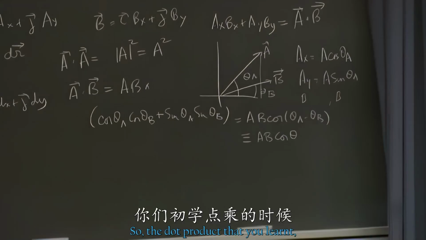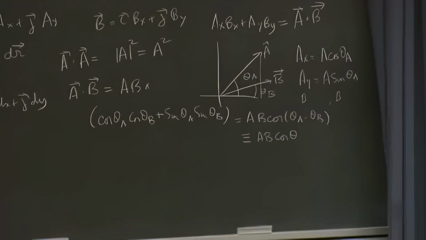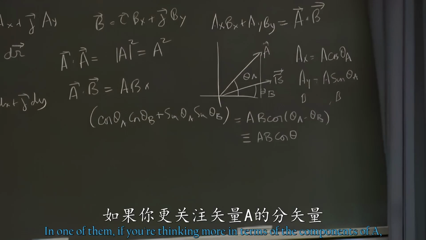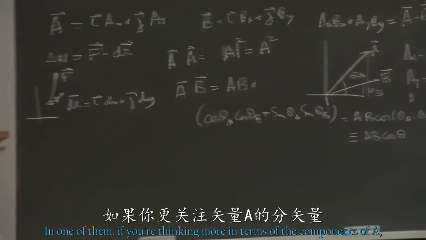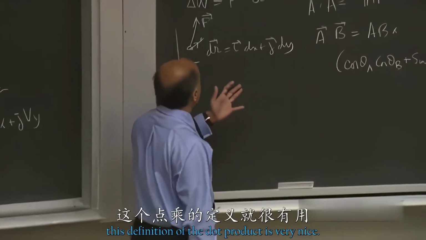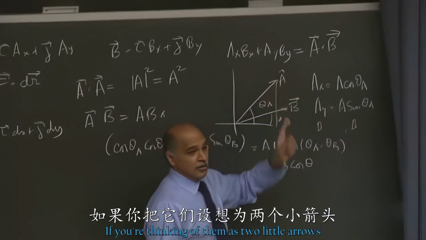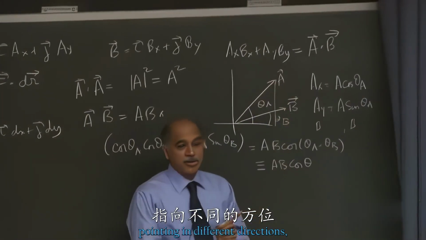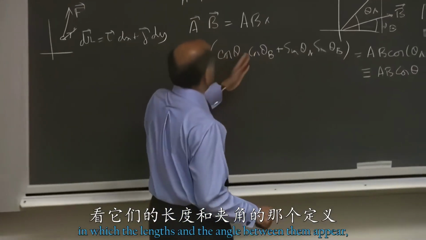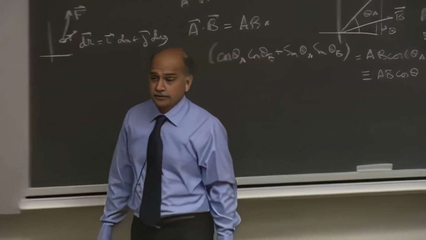So the dot product that you learned, I don't know which way it was introduced to you first, but these are two equivalent definitions of the dot product. In one of them, if you're thinking more in terms of the components of a, a pair of numbers for a and a pair of numbers for b, this definition of the dot product is very nice. If you're thinking of them as two little arrows pointing in different directions, then the other definition, in which the lengths and the angle between them appears, that's more natural, but numerically they are equal.